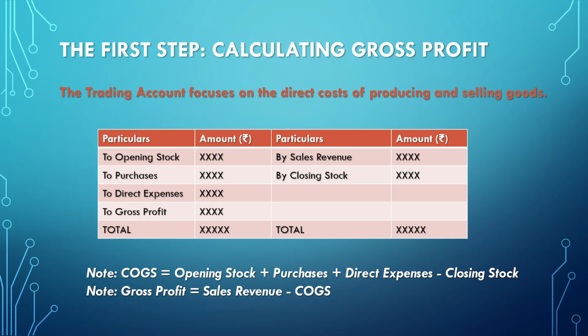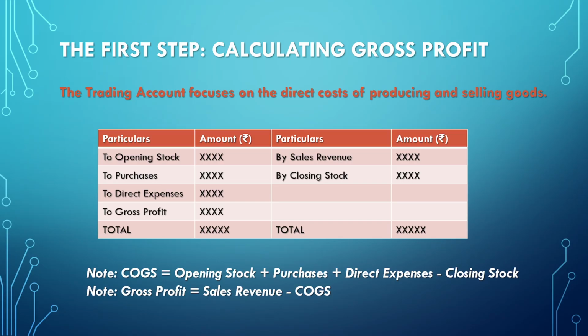On the credit side, total sales revenue will be taken, as well as closing stock. Whatever the closing stock is, that will also be entered on the credit side of the trading account. Once we total the debit and credit, the remaining balance is either gross profit or gross loss. If it comes on the debit side, it will be gross profit. If it is on the credit side, it will be gross loss.